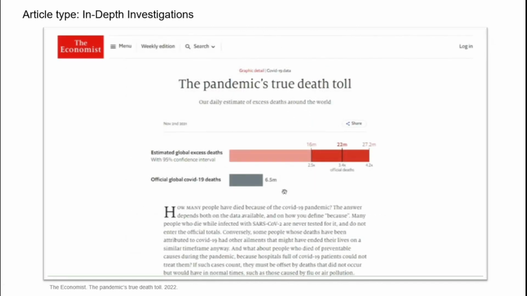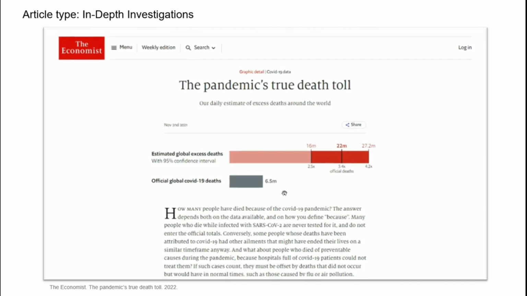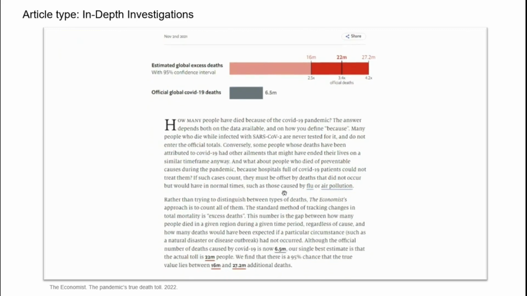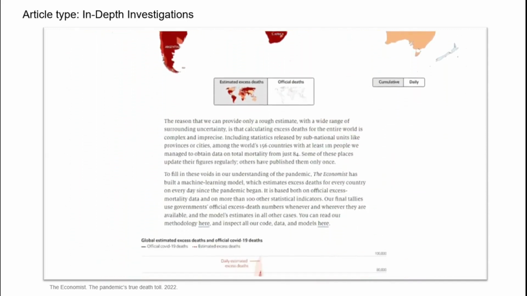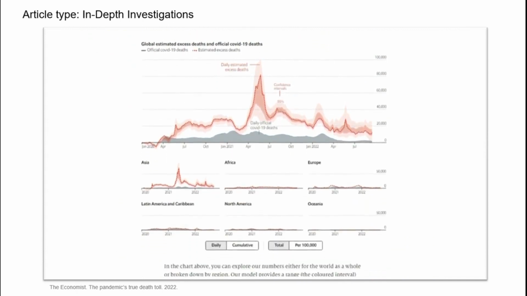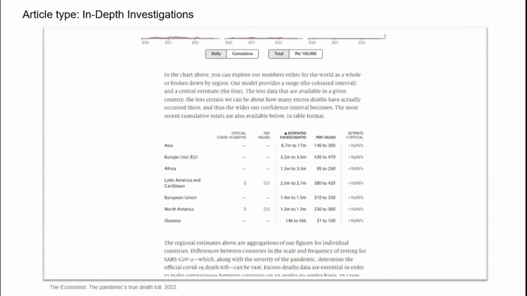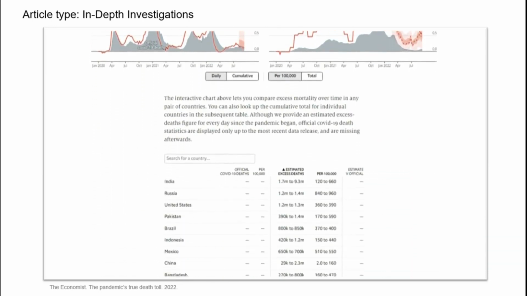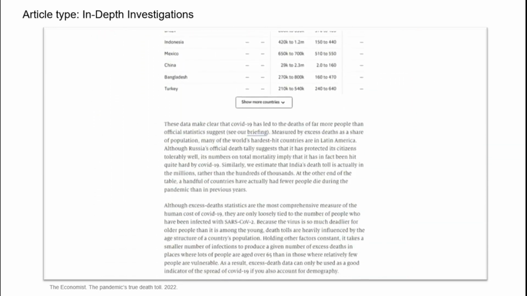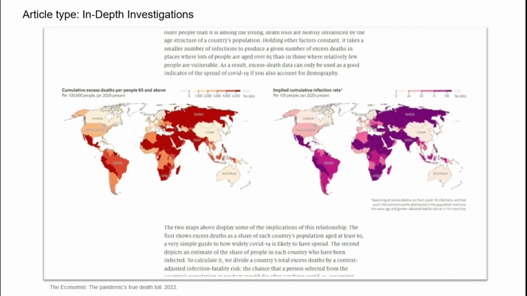Last one is in-depth investigations. In-depth investigations delve into complex trends and anomalies with detailed data analysis, characterized by extensive research, varied data sources, and advanced techniques. These articles provide comprehensive, insightful narratives. They deepen understanding of social issues, challenging prevailing views.